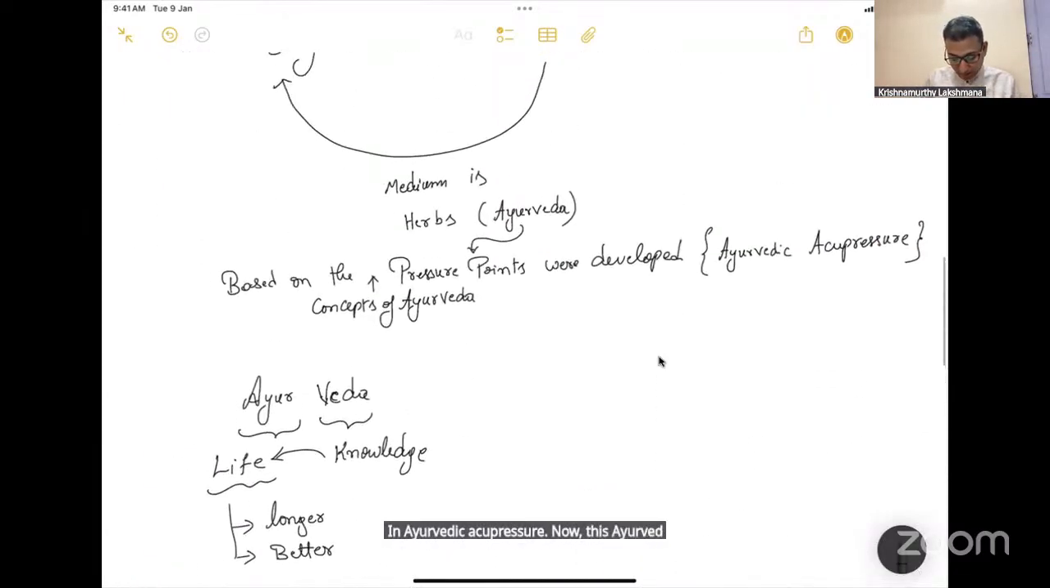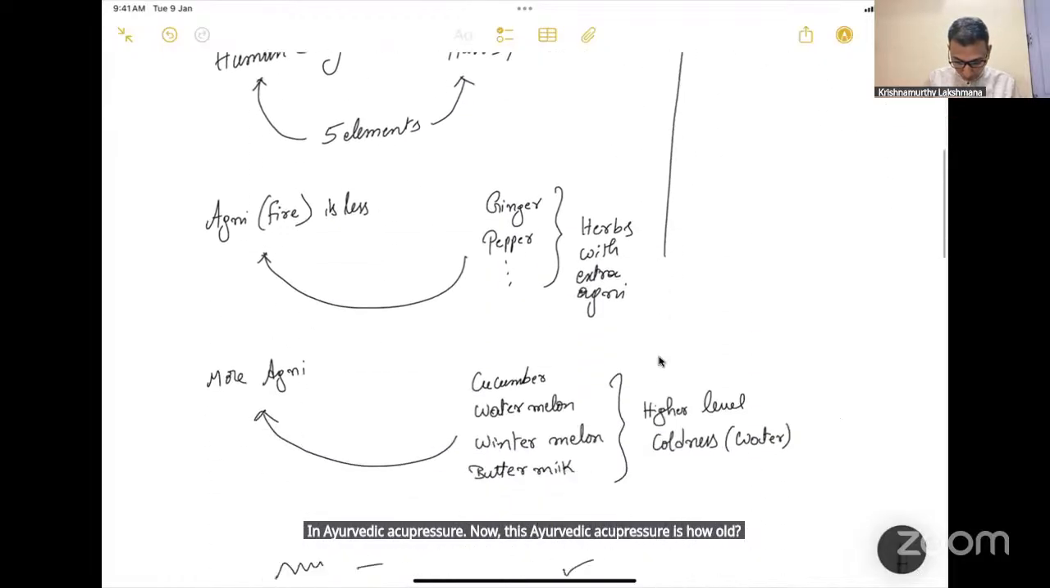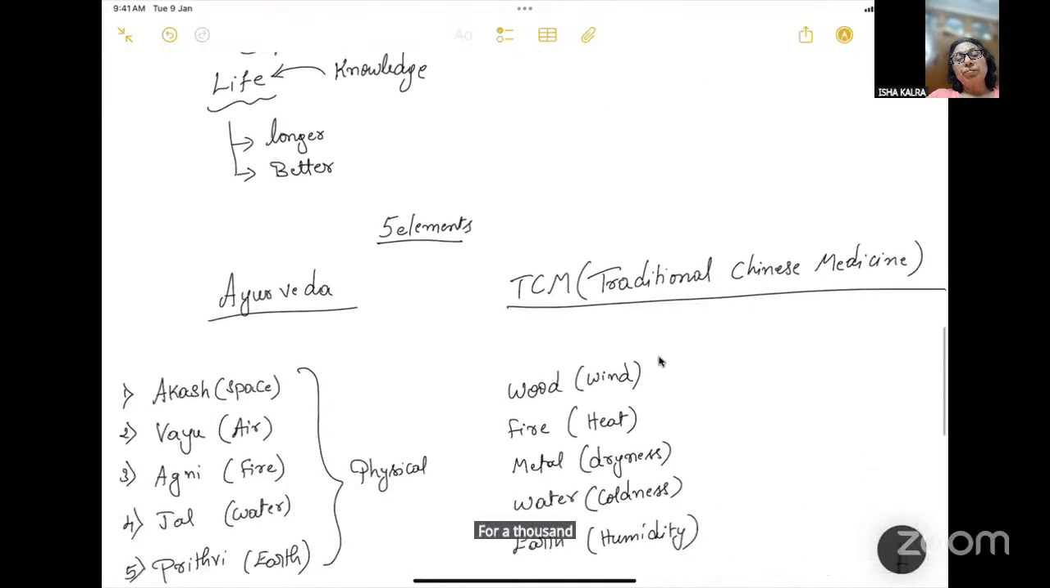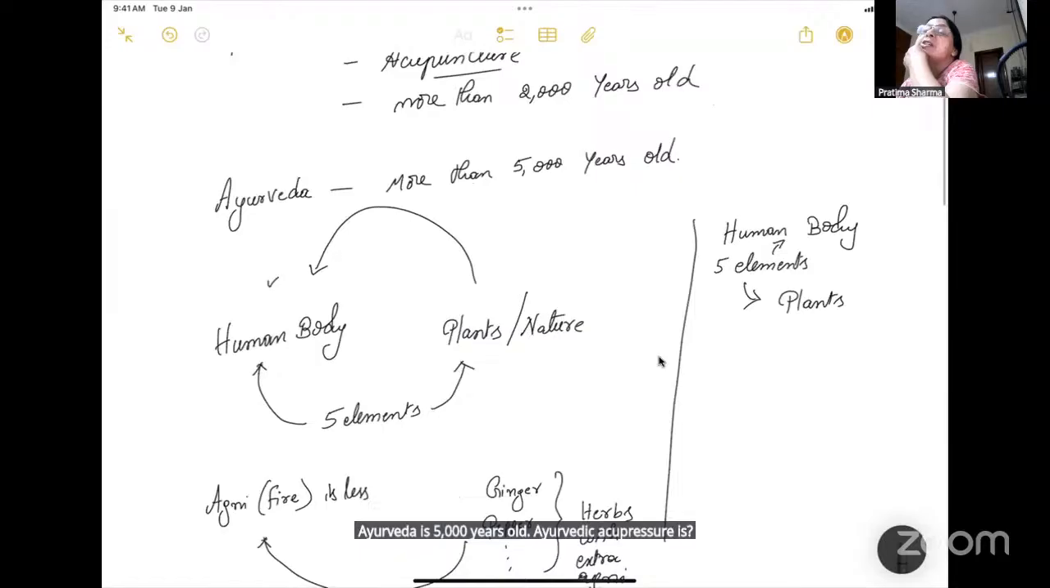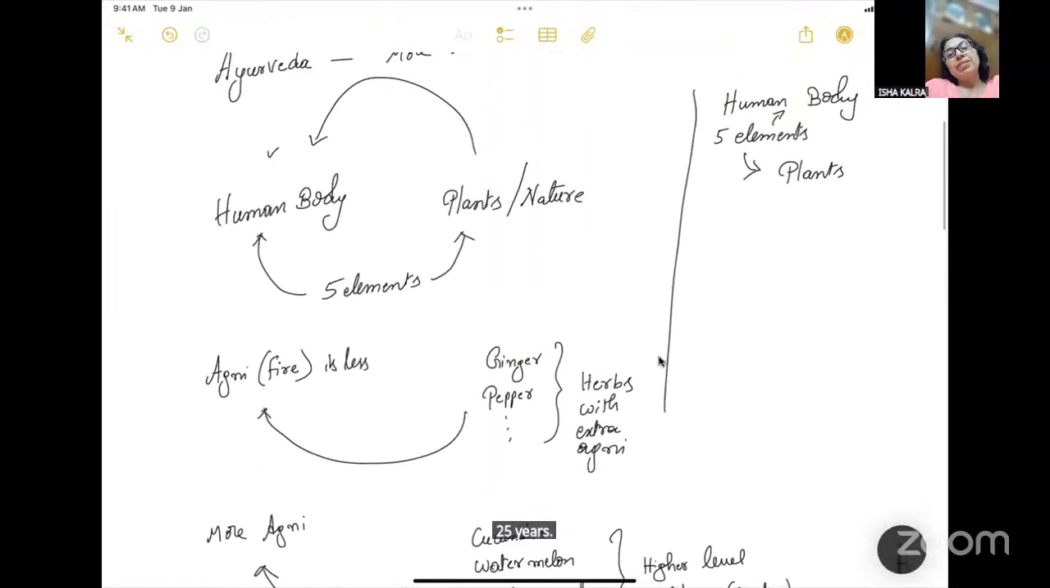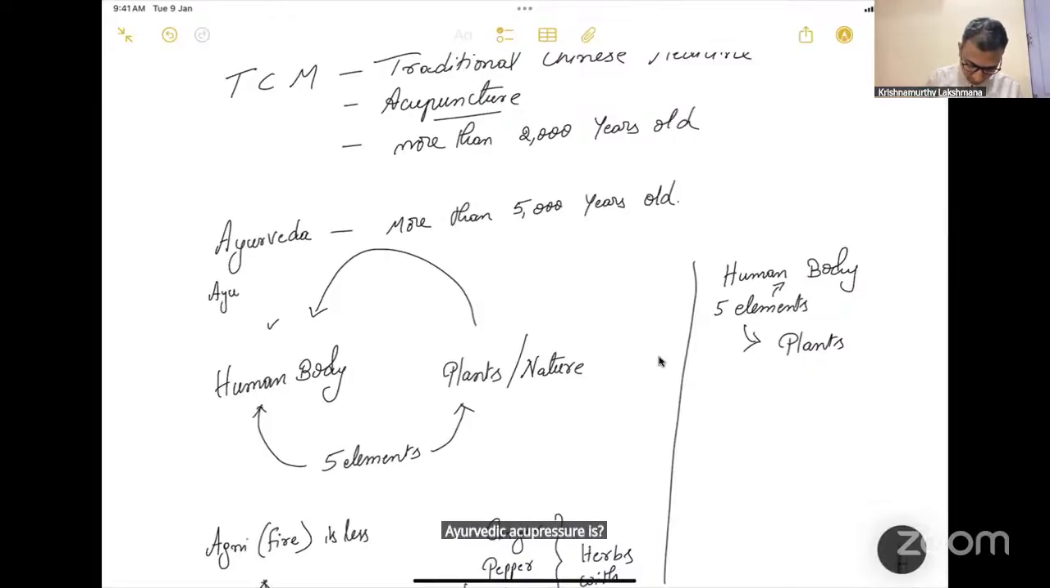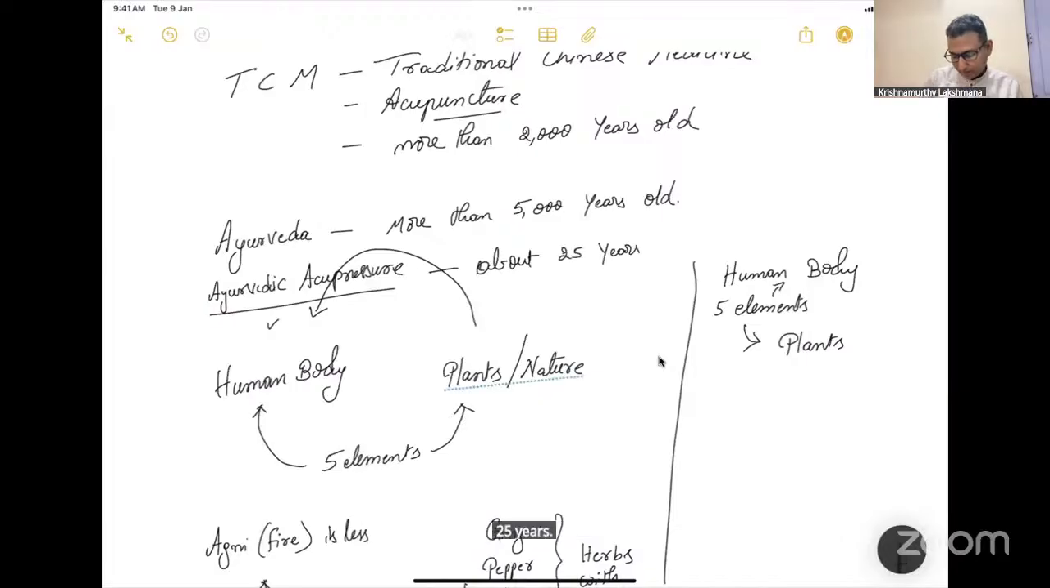Now, how old is this Ayurvedic acupressure? Ayurveda is 5,000 years old. Ayurvedic acupressure is about 25 years old. This was conceptualized by J.P. Agarwal sir, Jagadish Prasad Agarwal.